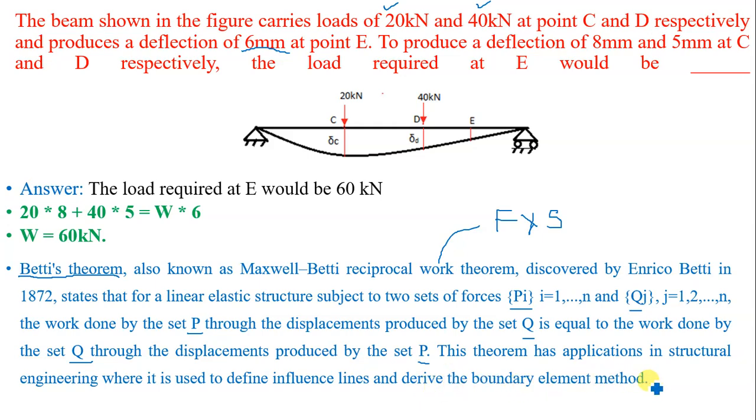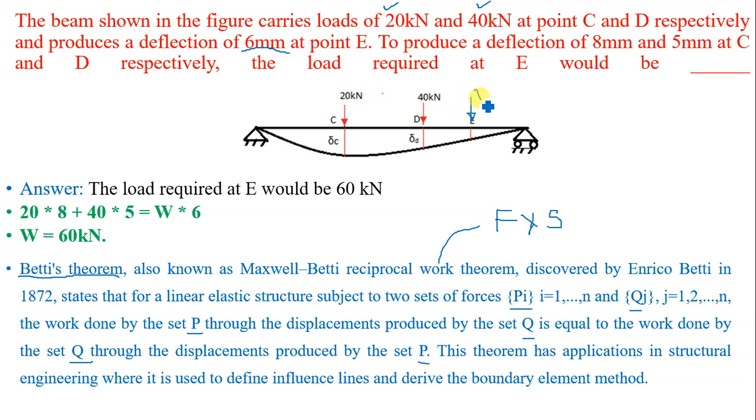So according to Maxwell-Betti's theorem, the work done by the 20 kilonewton force is 20 into displacement, means 20 into 8. The work done by the 40 kilonewton force is 40 into 5. And this work done must be equal to the load which we apply at E, say W.